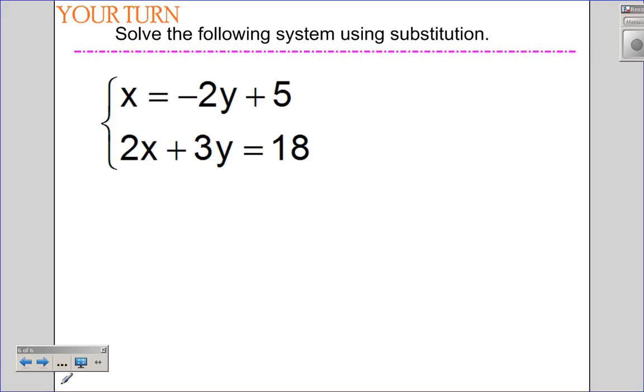Now it's your turn. Please pause at this time, solve this equation, and check back in just a moment.